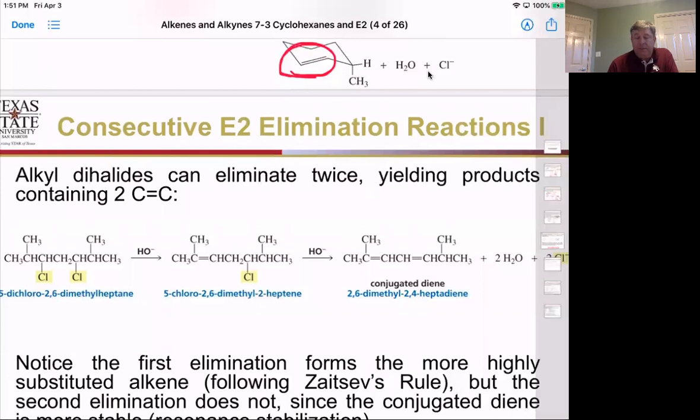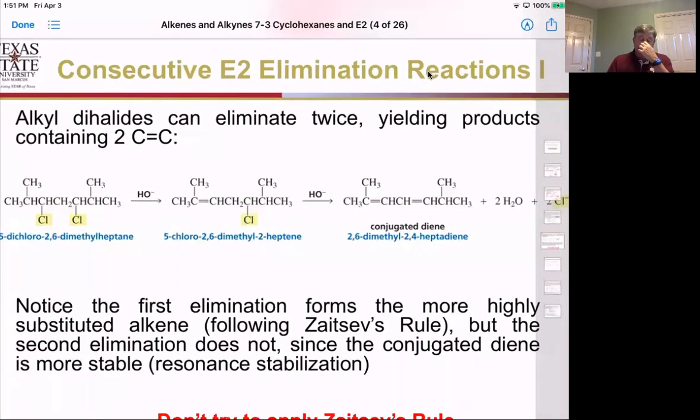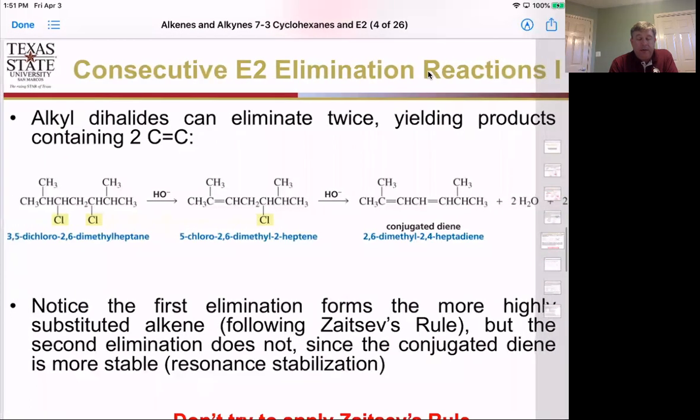So what happens if we have two alkyl halides in the same compound? Okay. So, and we have enough base that we can dehydrohalogenate either one of them. Okay. So we have a couple different possibilities here. For example, we have, this is a 3,5-dichloro, meaning they're spaced one apart. So if we eliminate one side first, we're going to eliminate the other one such that they are in conjugation, if at all possible.